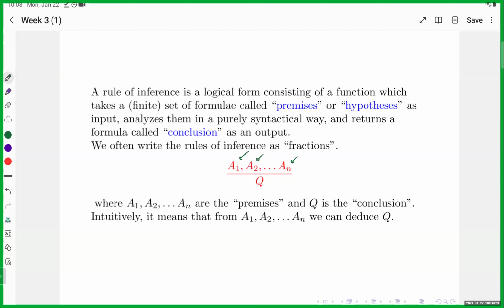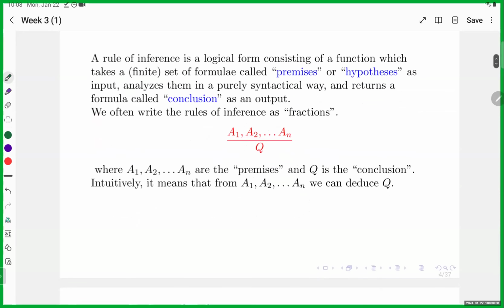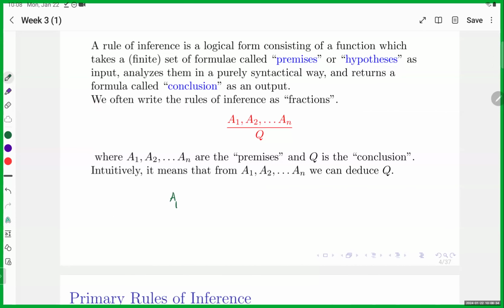We're going to have rules of inference similar to modus ponens, but this is essentially the same as saying that A1 and A2 and so on up to AN implies Q is a tautology. So these two are the same thing. By this notation, we mean this: if all the AIs are true, then Q is true. So we can conclude Q from A1 through AN.